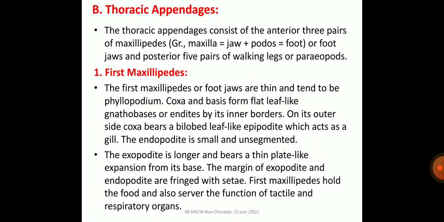Walking legs are also called pereiopods. For 1 mark they may ask pereiopods are A, B, C, D, etc. You have to mention pereiopods are the walking legs.